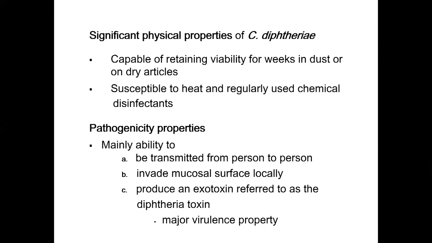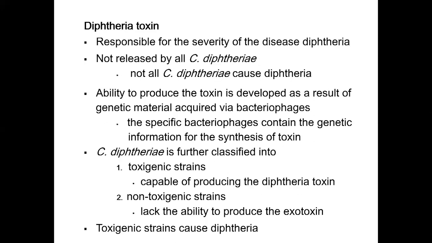And then lastly, and more importantly, it's an organism that produces an exotoxin. That exotoxin is referred to as the diphtheria toxin, and this is its major virulence property. It's the property that is responsible for tissue damage and some of the manifestations that are seen in association with the organism when it infects a human host. So the main virulence property is the diphtheria toxin.